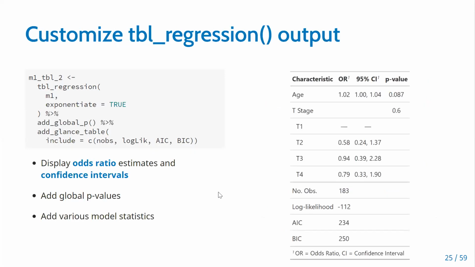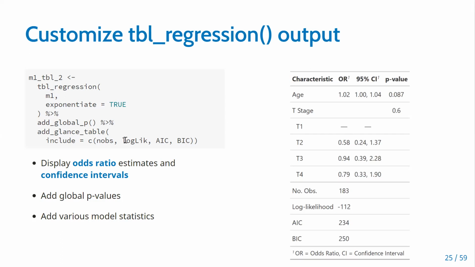So let's customize this table just a bit. I think what you would probably want to do first is exponentiate those slope coefficients to get odds ratios. So use exponentiate equals true. There is a function called add global p, which rather than reporting p-values for each of the stages here, is reporting a single p-value for the variable stage, which is a common task for us statisticians and biostatisticians.